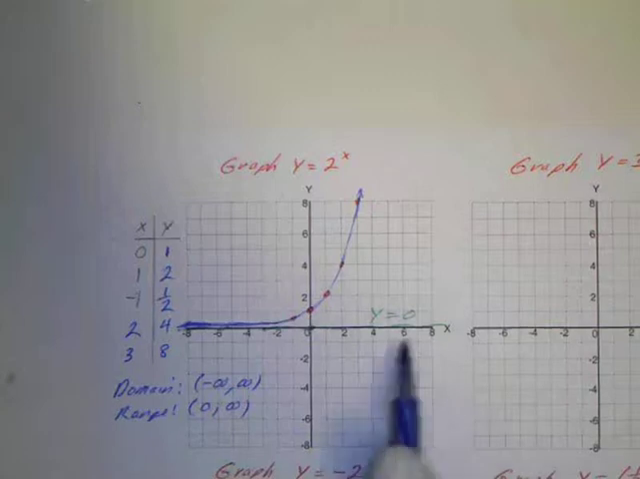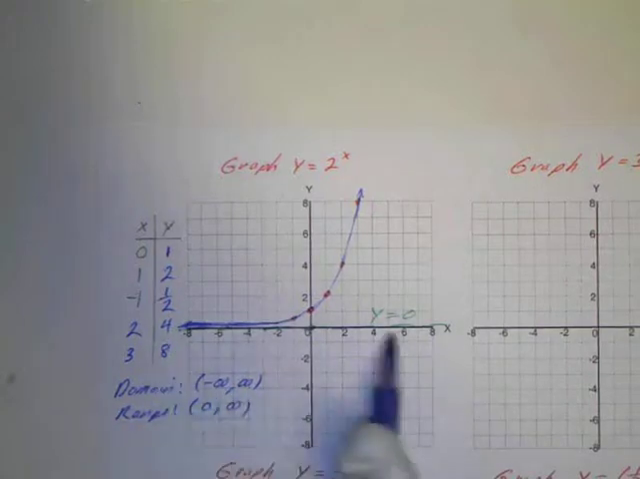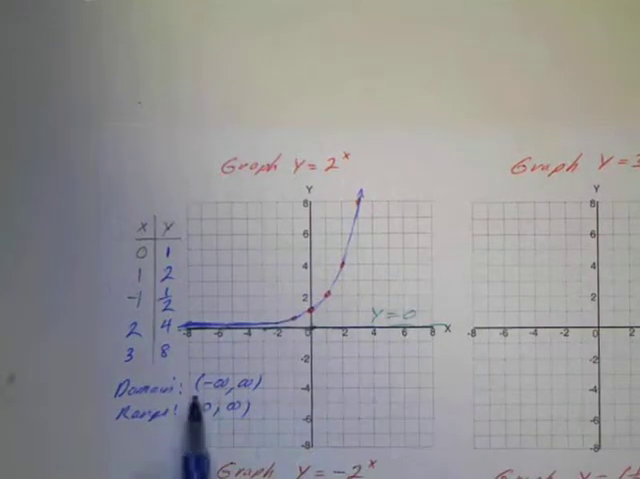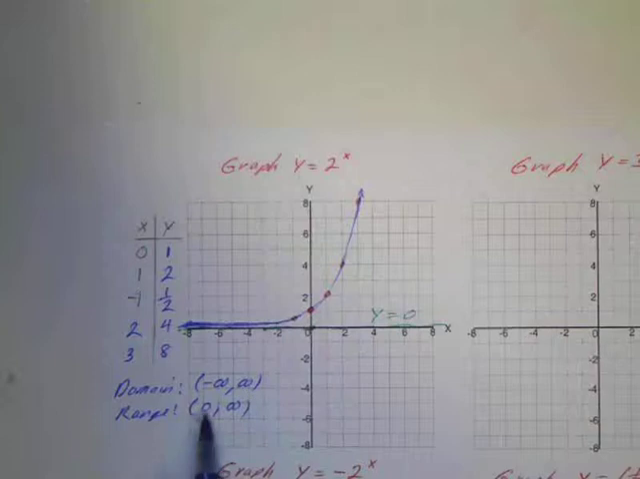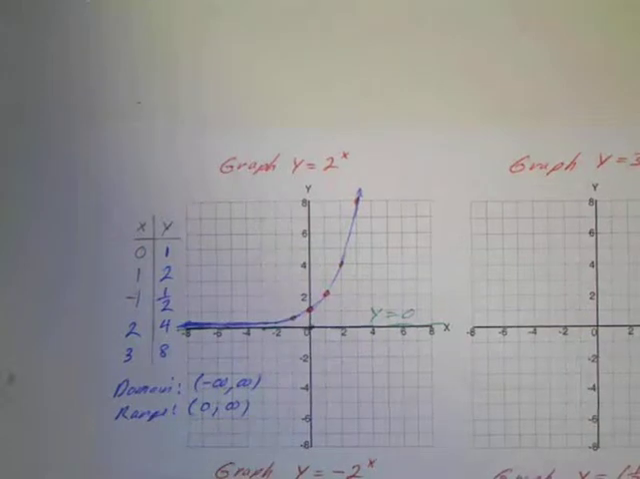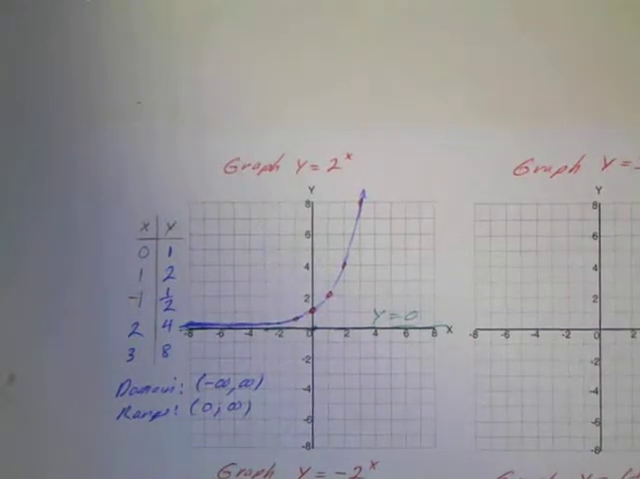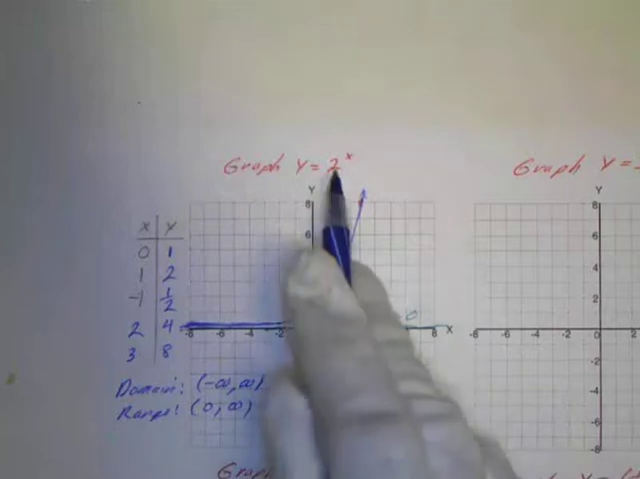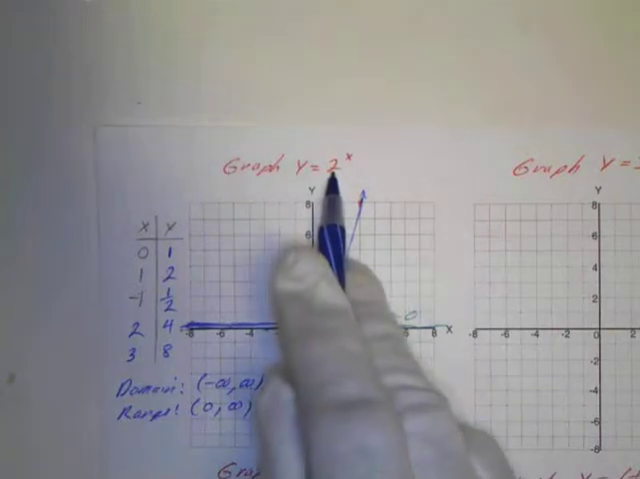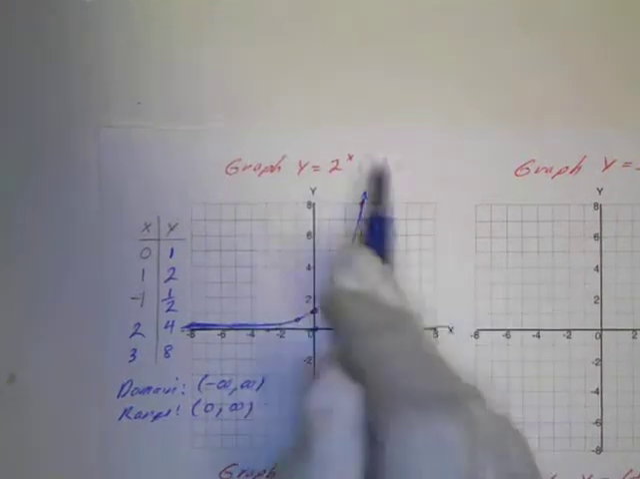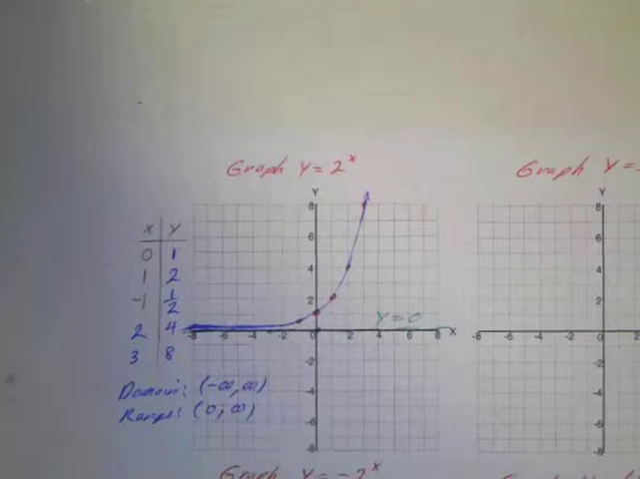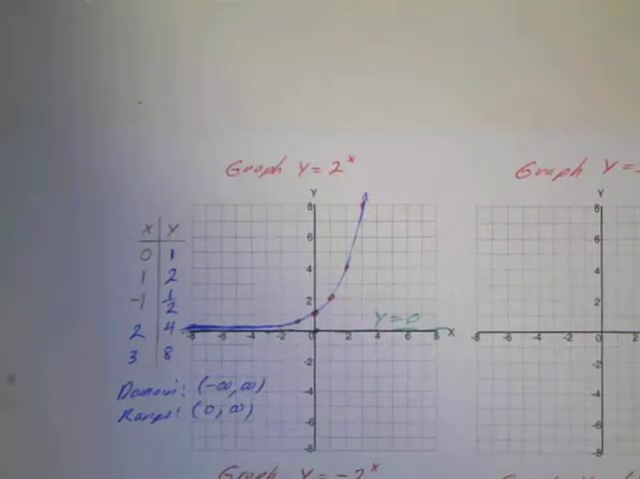So the horizontal asymptote is y equals 0. The domain is negative infinity to infinity. The range is 0 to infinity. And our b, if we look in that form, is going to be 2, but our a would be 1. And we don't have any shifts, so that's why our reference point, or our origin, is (0, 0). Okay, let's try another one.